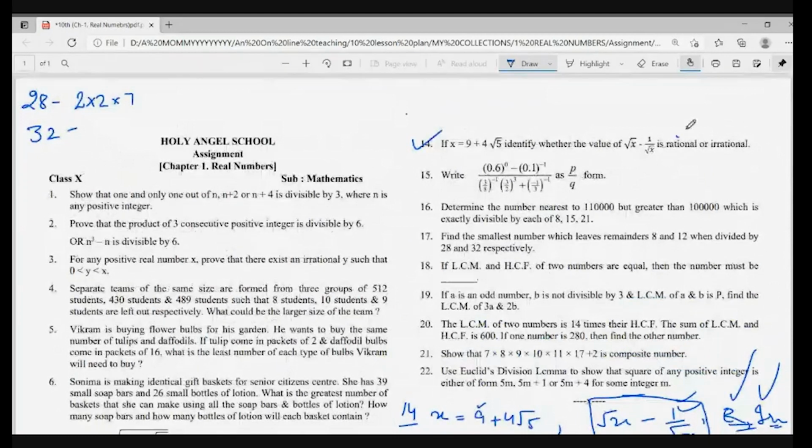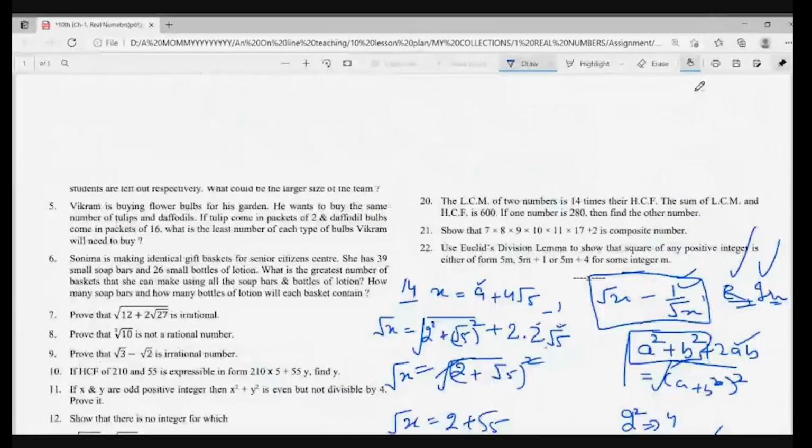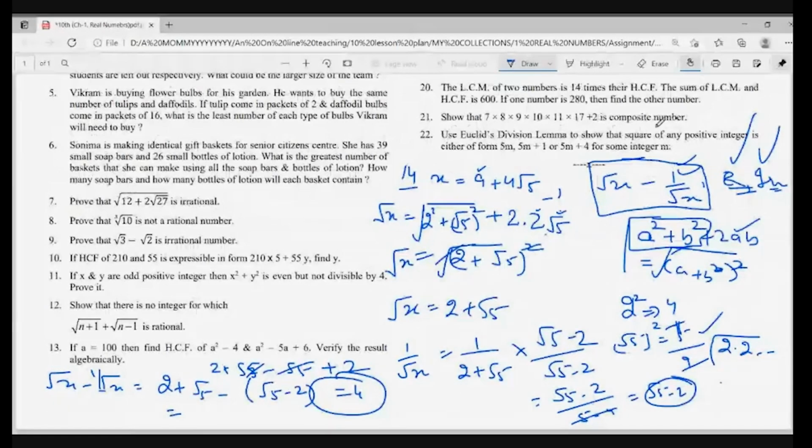Ma'am, why have you taken root 5 minus 2? Yes. Because we are taking it as a positive number, beta. That's why I have taken it. Otherwise, no need of that. See, root 5 is greater than root 4. Root 4 value is equal to 2.